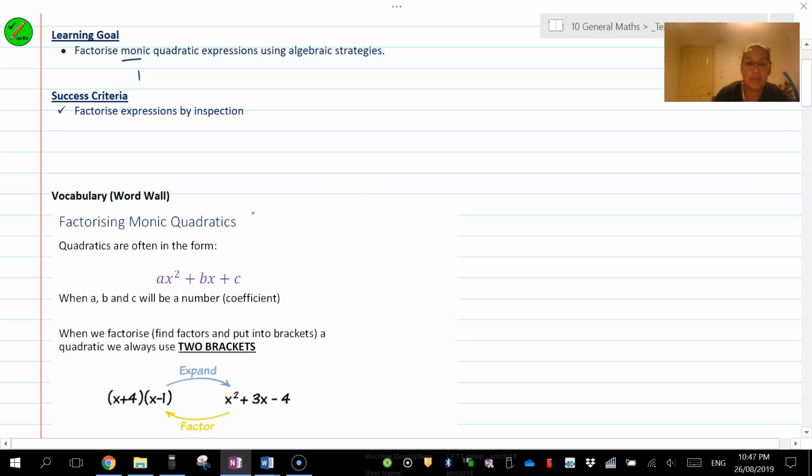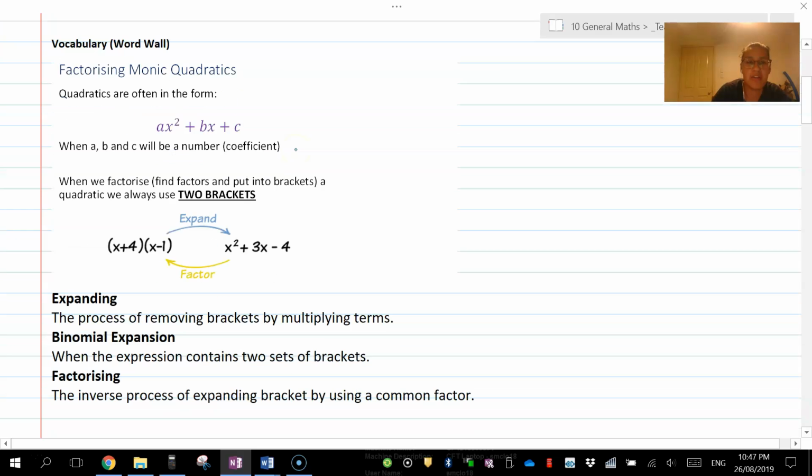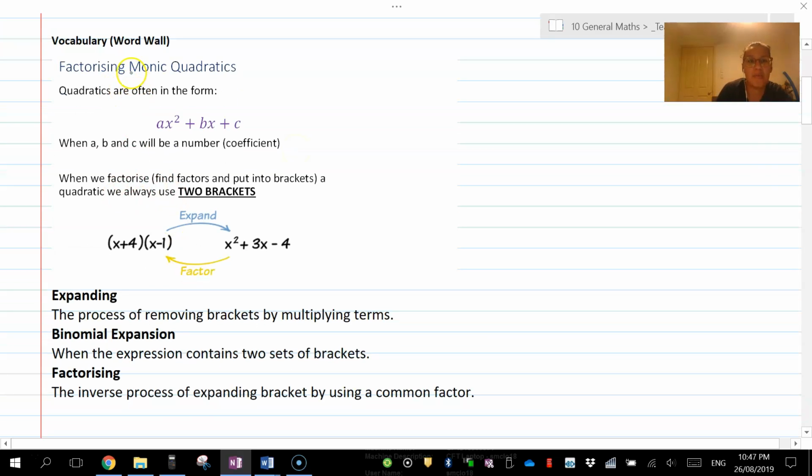One of the things you want to be pretty fluent with is your times tables. So here we are factorizing a monic equation. The word monic means 1, and what that means is that this value here, this a, is always going to be 1. So when it's monic, it means that a is 1, and if that's the case, then we don't actually write it in. It'll always look like x squared plus bx plus c when we're dealing with monics.